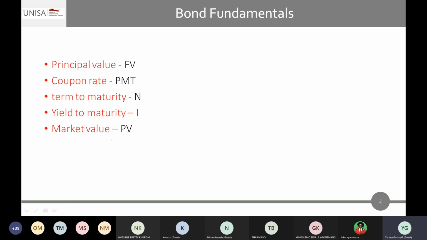Usually when we are calculating bonds, the calculation will ask you to calculate yield to maturity, and will ask you to calculate market value, which is your present value. What is the price of a bond today? So these are your bond fundamentals, and it's very important that you know these fundamentals as we're going through this section.